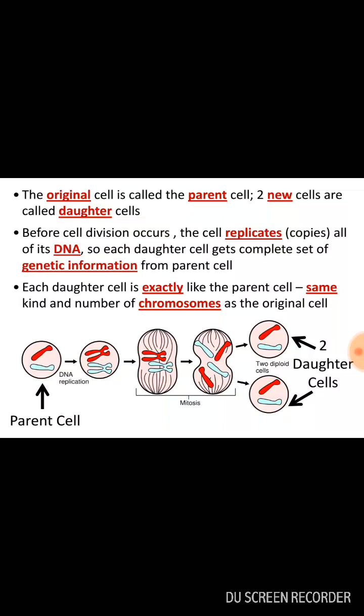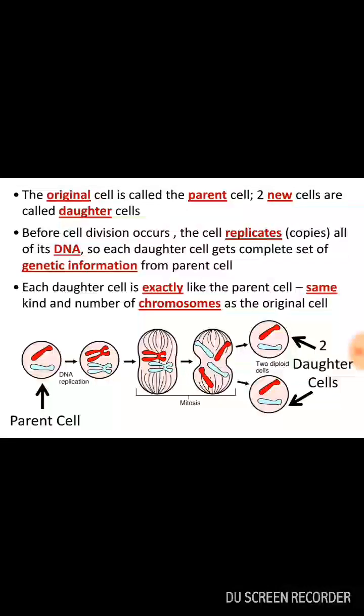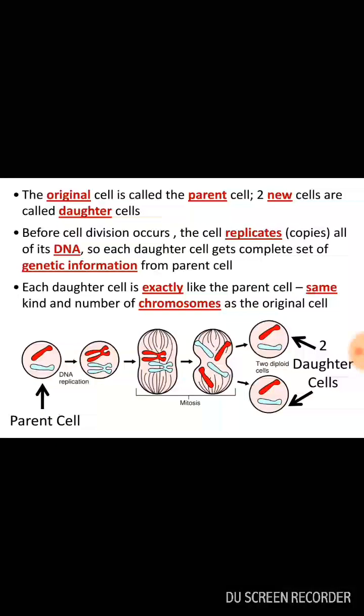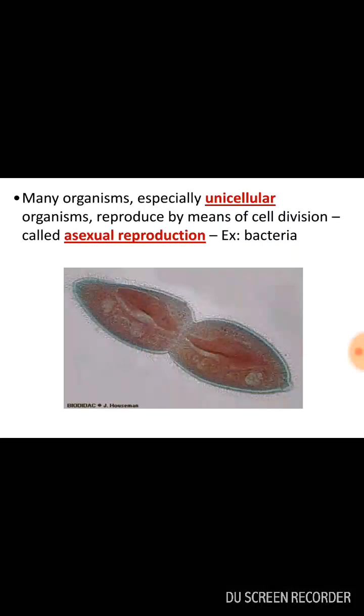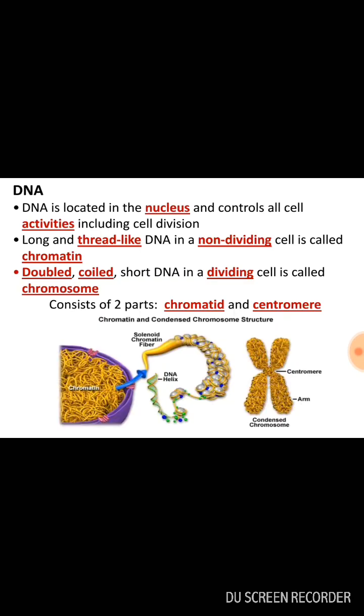And remember, in mitosis, each daughter cell is an exact copy of the parent cell. That means it has the same kind as well as the number of chromosomes as in the original cell. Now, many organisms which are unicellular, such as a bacterial cell, maybe a protozoal cell, even reproduce by asexual means, and the type of cell division involved in this is mitosis.